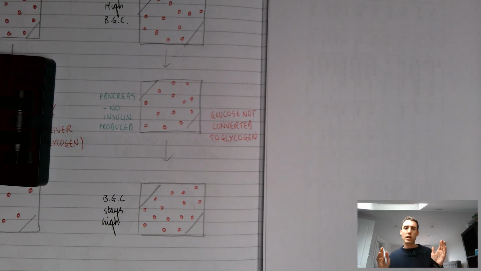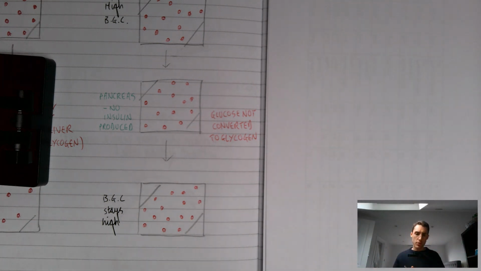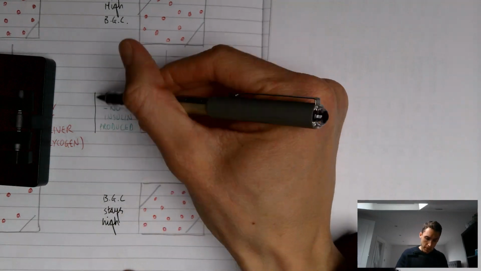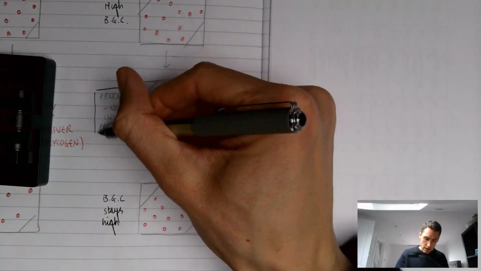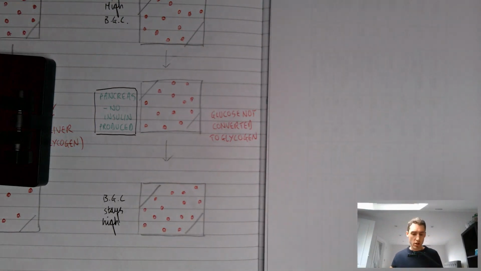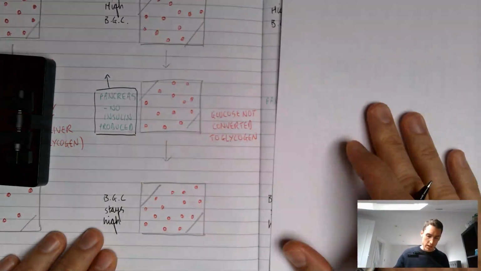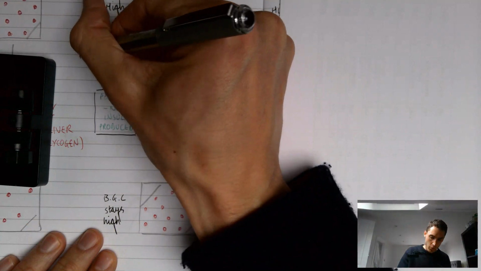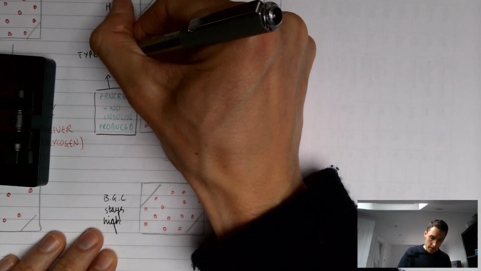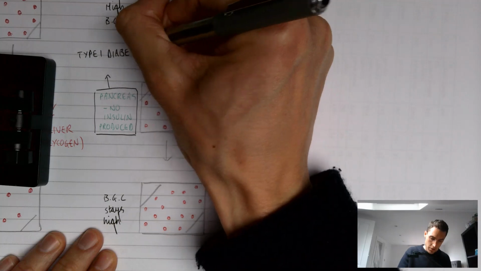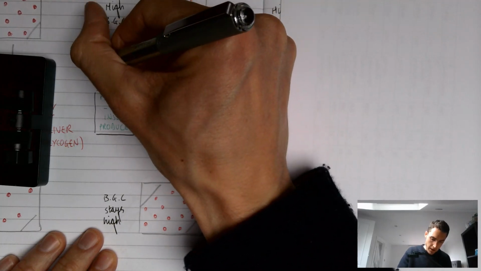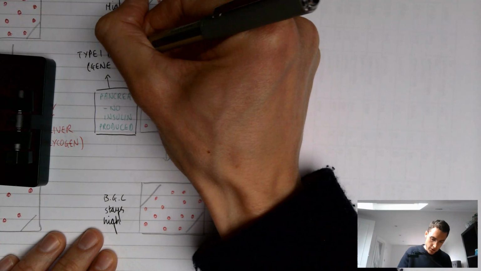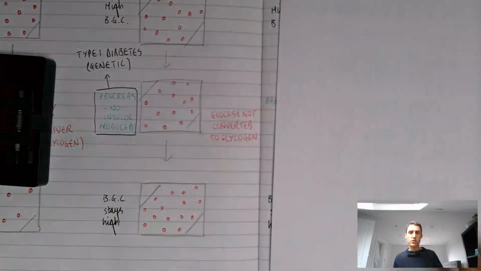Now, note, the way I've organized this is I've not started with type 1 diabetes. I've started with the process. And what I'm going to then do, once I've finished explaining this part, is say, so this here, this is the cause of what we call type 1 diabetes. So I'm going to put type 1 diabetes. And I might put something about that being genetic. So there's not a lot you can do if your body stops producing insulin.